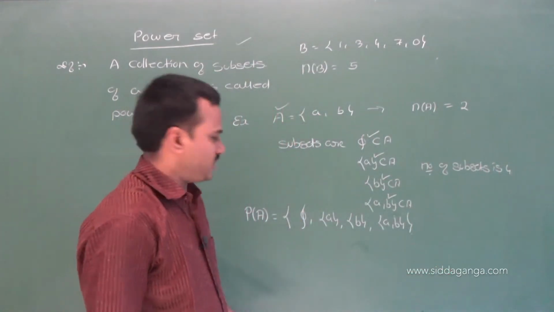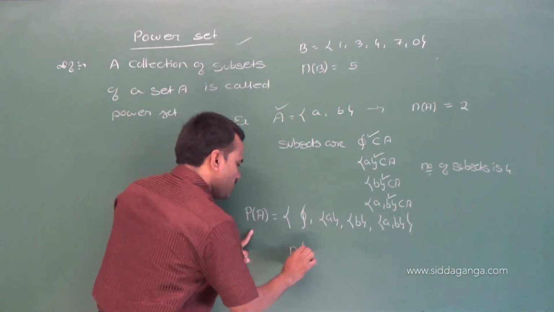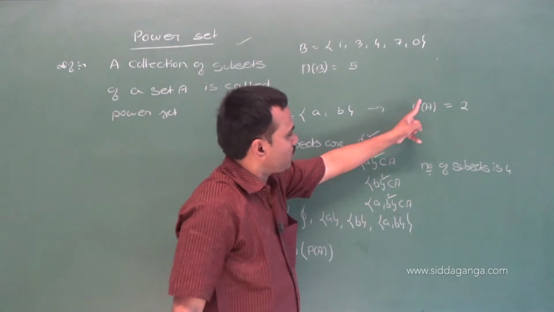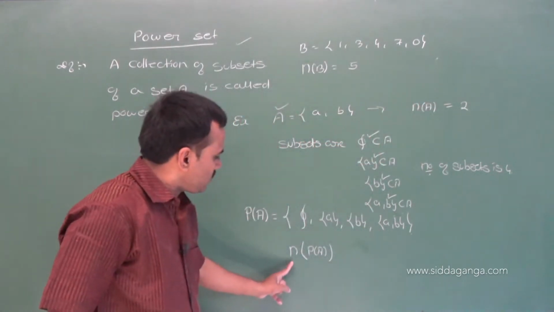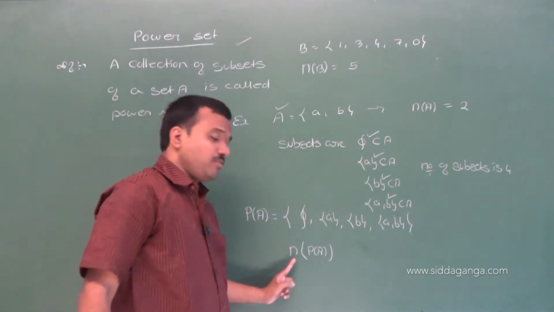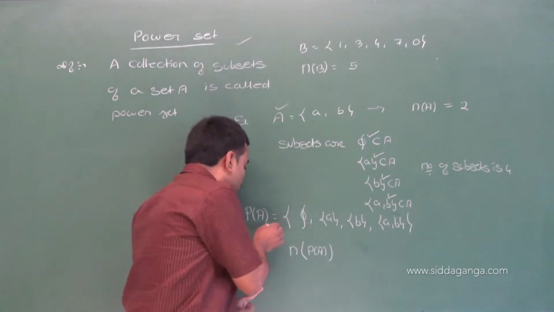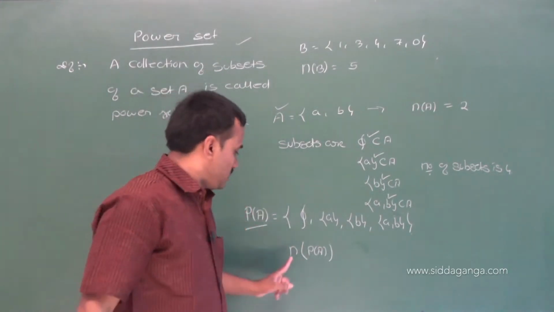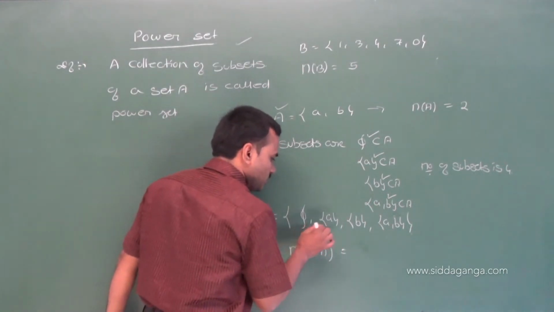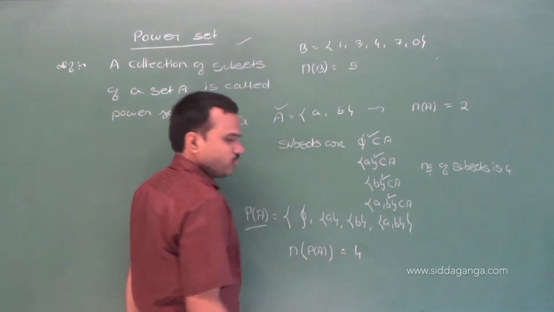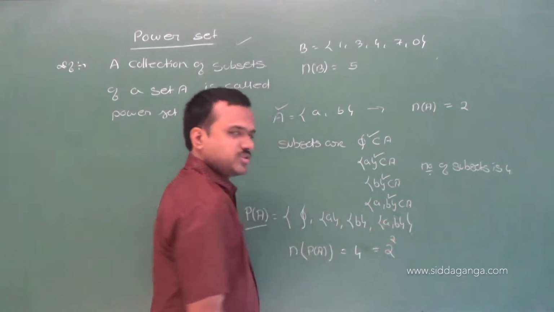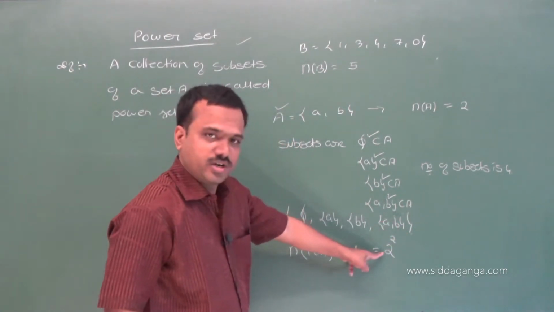Correct. Number of subsets. So n of P of A. n of A means number of elements in A. n of P of A means number of elements. Understand? Very important. Number of elements present in P of A. How much elements are present? 1, 2, 3, 4. This can be written as 2 square. Correct now?